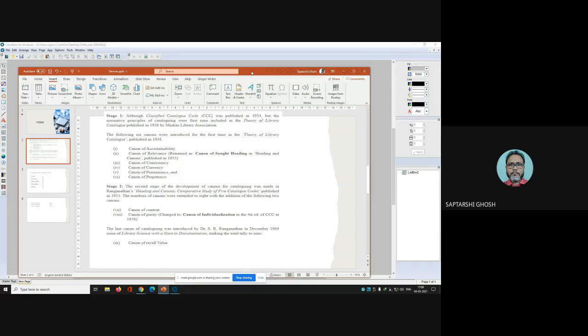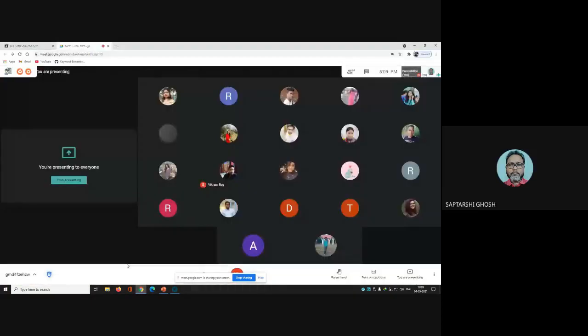But the call number will change because in colon classification, call number depends on year of publication. And in other cases, this is dependent on the author's surname as well as the copy number. So the call number will not be the same, but the class number will always be the same. Got the point? Yes, I got it. Class number and call number.